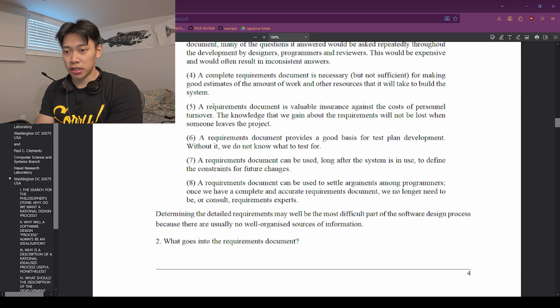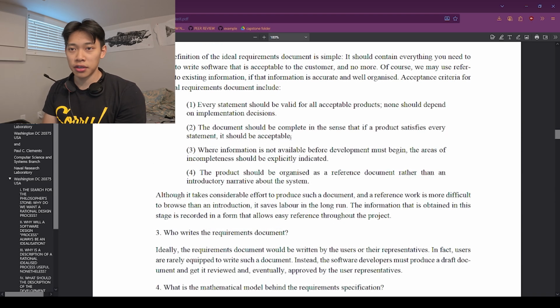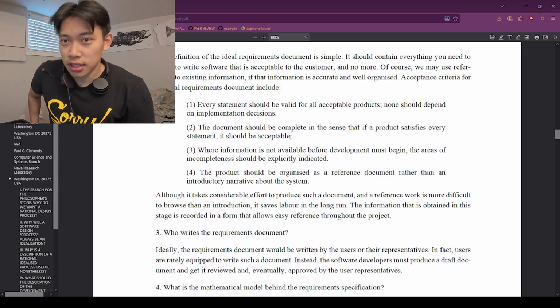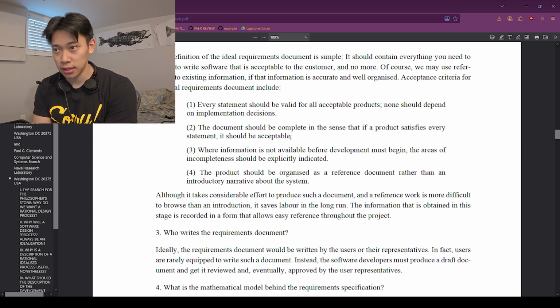Determining the detailed requirements may well be the most difficult part of the software design process because there are usually no well-organized sources of information. 2. What goes in the requirements document? The definition of the ideal requirements document is simple. It should contain everything you need to know to write the software that is acceptable to the customer and no more. Of course, we may use references to existing information if that information is accurate and well organized.